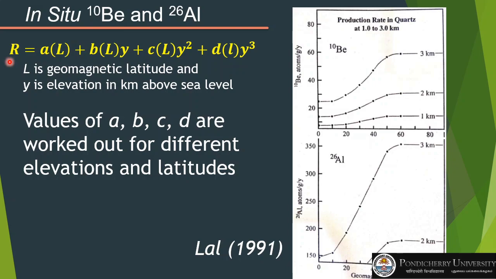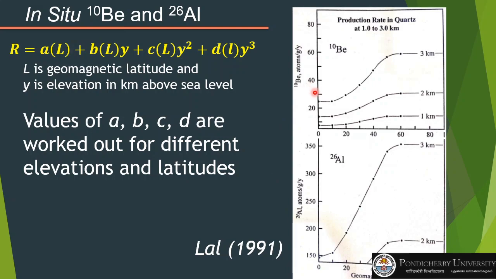And one such relationship was suggested way back in 1991 by Professor Devendra Lal. He expressed this rate of production as a polynomial equation where L stands for the geomagnetic latitude and Y stands for the elevation in kilometers above sea level. Then for different latitudes and different elevations, he worked out all these A, B, C, D parameters, which are still being used to find out the R for a particular sample. And this is one example of such variation of R with latitude and altitude.